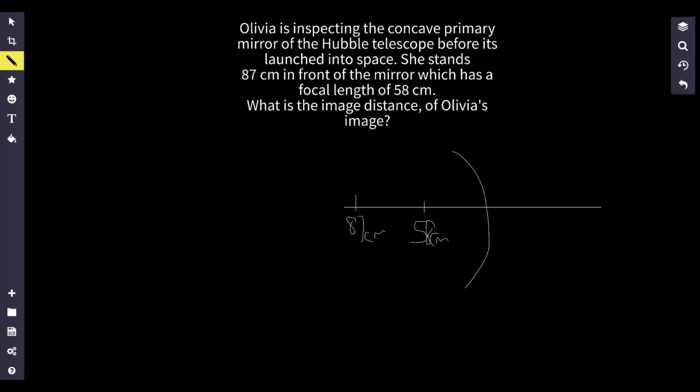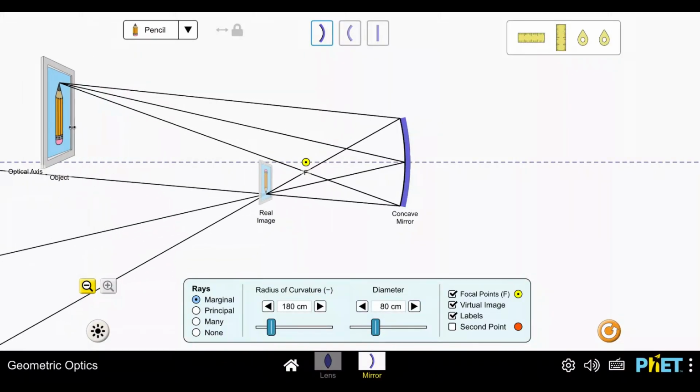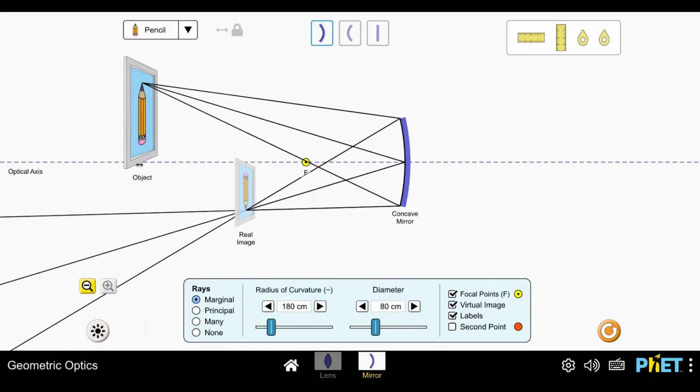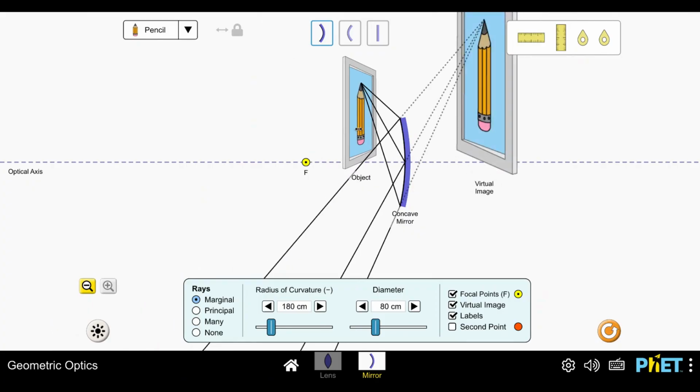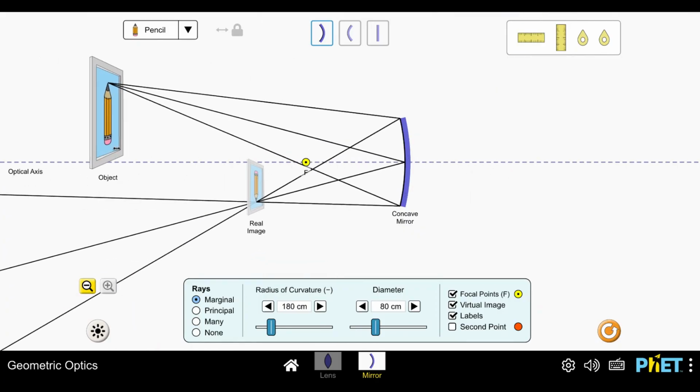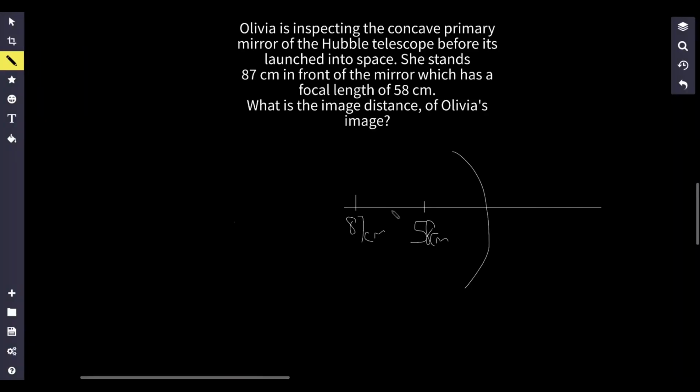Now immediately, I know that whatever answer I get, it has to be a real image. I know that my image distance has to be on the same side as these two distances. Remember, for a concave mirror, if your object is before the focal length, then it's a real image. If it's past the focal length, that's when it becomes virtual. So already, because my object is beyond this focal length, I already know that I should get a value somewhere around here, right? And that's going to make sense.